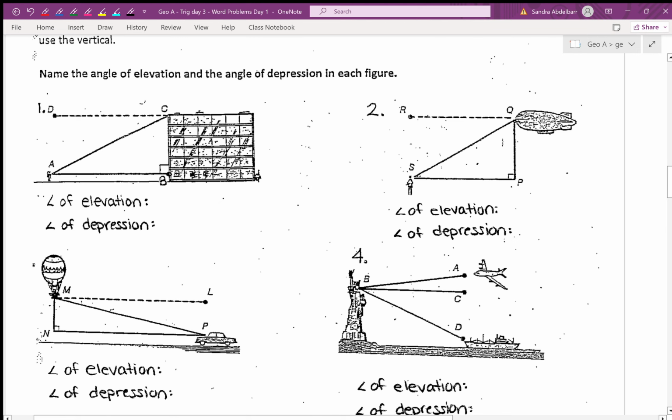Okay, so now before we do any word problems, let's identify in the diagram our angle of elevation and our angle of depression. Can somebody name me the angle of elevation using 3 letters here for number 1? CAB. Good. CAB or BAC is my angle of elevation. So it's basically this person, he's looking up at the top of the building. So angle BAC or CAB, it's the same angle.